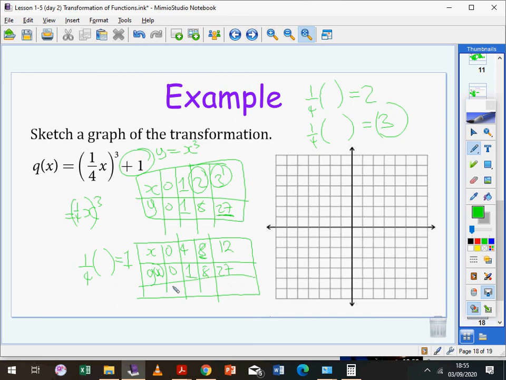0 plus 1 is 1. 1 plus 1 is 2. 8 plus 1 is 9. 27 is 28, but I won't even consider that because it won't fit in my graph. I'll start graphing. When x is 0, y is 1. When x is 4, y is 2. 1, 2, 3, 4, y is 2. And when x is 8, y is 9. 5, 6, 7, 8 would have been here. Y is 1, 2, 3, 4, 5, 6, 7, 8, 9. Would have been up there.